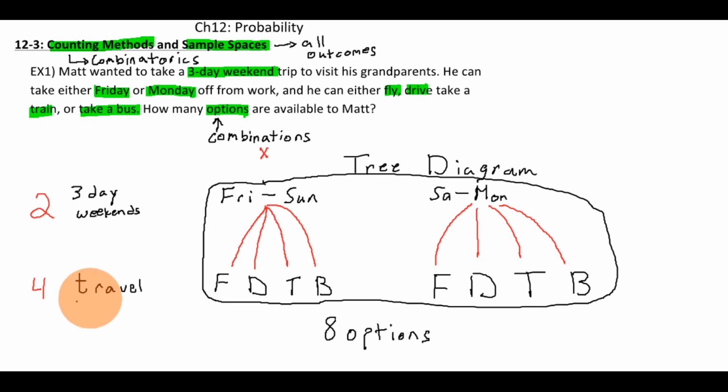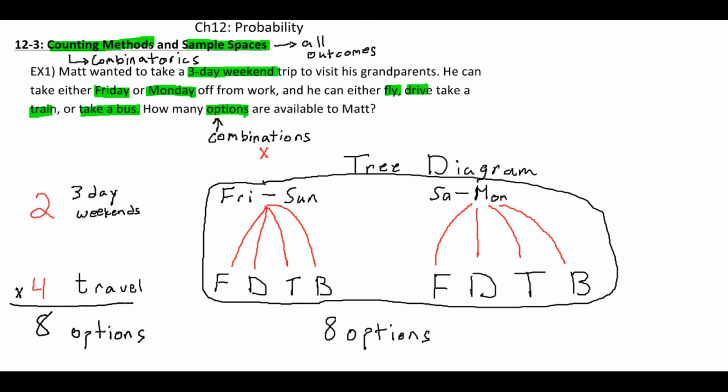Let's go back over to the left side of the screen. We've already broken it up into 2 different options of a 3-day weekend and 4 different options for methods of travel. So let's take 2 and multiply it by 4. When you do that, 2 times 4 gives you a value of 8. So there are 8 options available to Matt still. So regardless, if you choose to draw a model, such as using a tree diagram, or you choose to multiply the 2 values together, you should get the same answer.